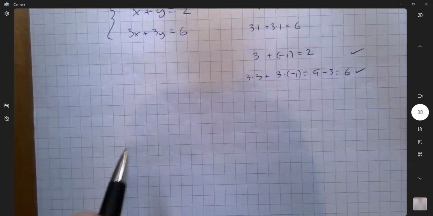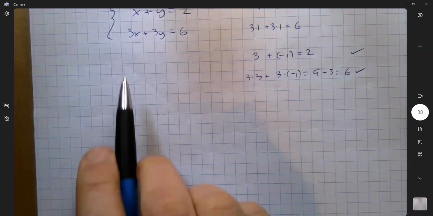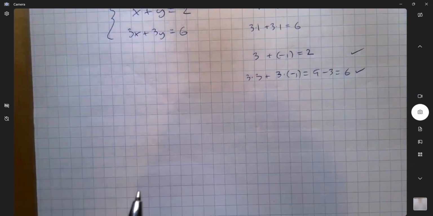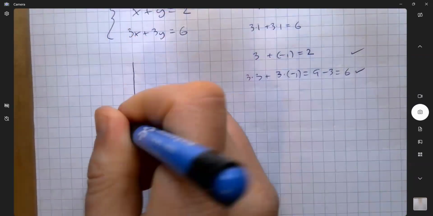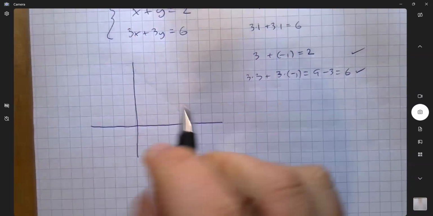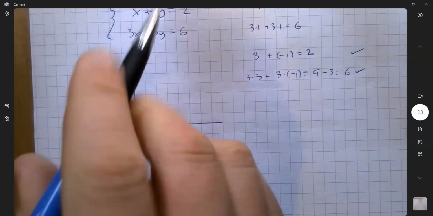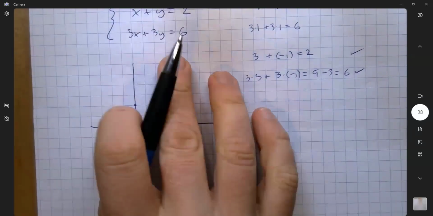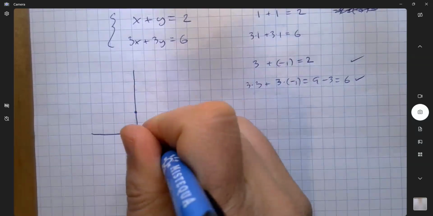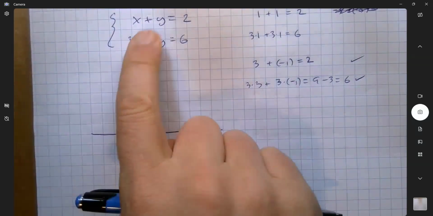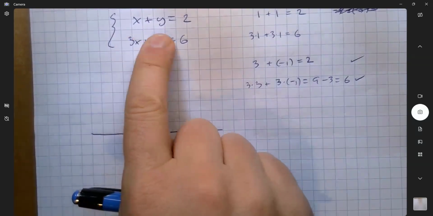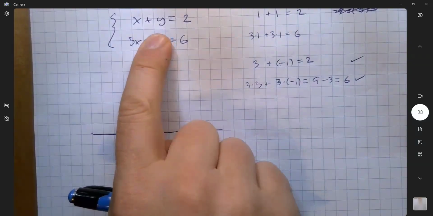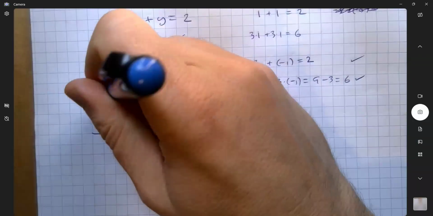So these two lines not only have the same slope, they also have the same y-intercept. If you were to graph, you'd see that in the first equation, if x is 0, y is 2. And if y is 0, x is 2. And in the second equation, if x is 0, 3y equals 6. But that also means that y is 2. And when y is 0, 3x equals 6. And that also means that x is 2.